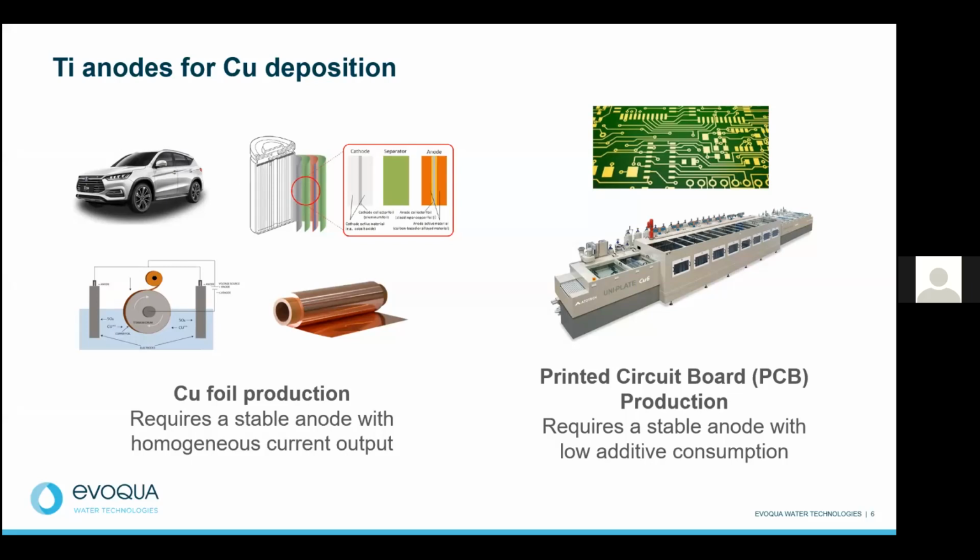So the anode has to be very well tweaked to withstand these conditions and be able to survive the process itself. These two applications are mostly researched and developed by our colleagues in China, because that's where the majority of the production of these components happens nowadays.